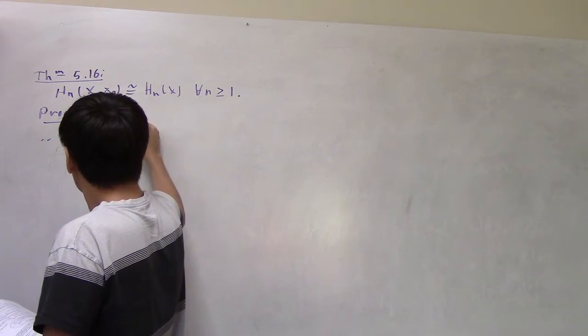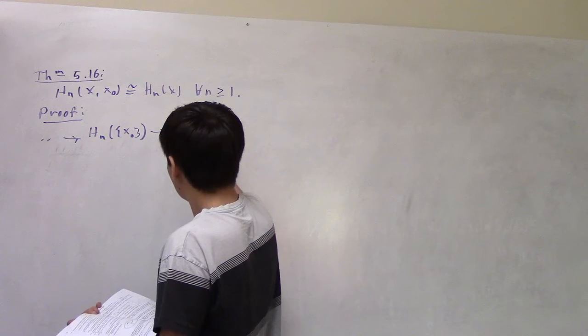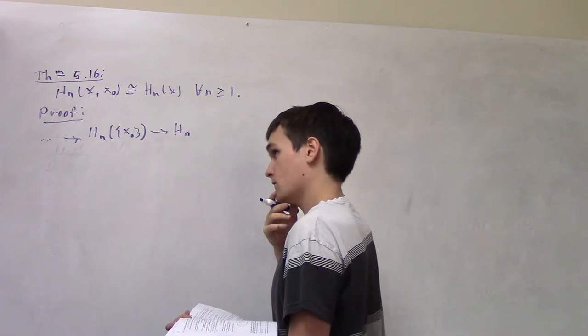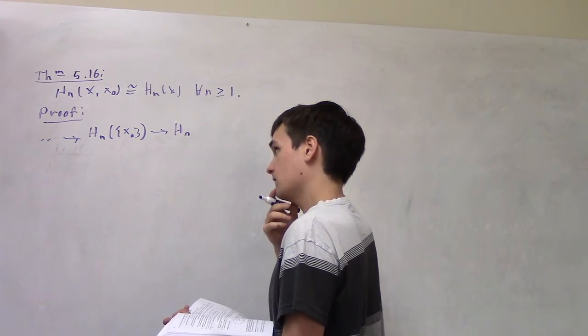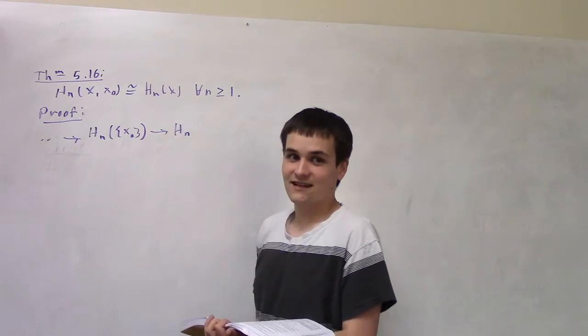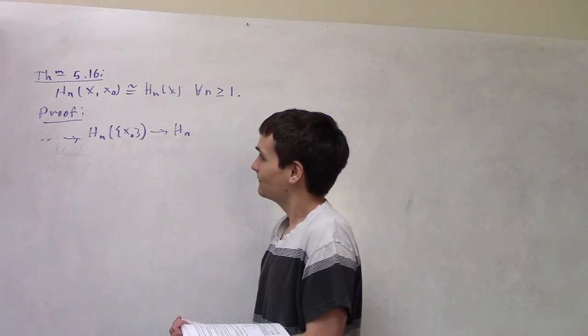Hn of x naught. So is that the pointed homology, like x comma x naught? You said you were going to explain how to think about it in a second. Well, it's a relative homology. Well, it's isomorphic to. Yeah, so there's no point really in making a distinction.